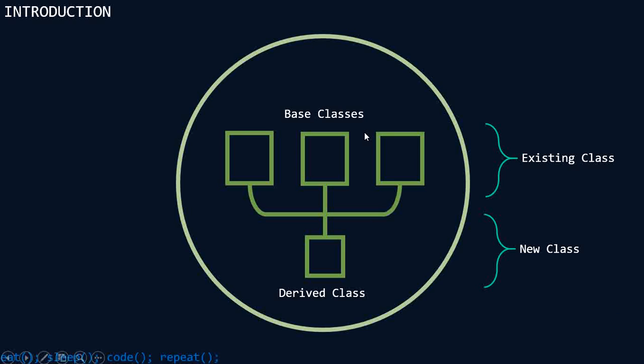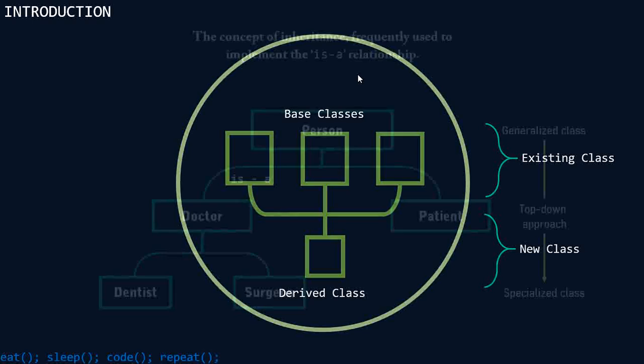This is very important, two easy terms: base class and derived class. Base classes are those which are already created and which we're going to use in the new class, and derived classes are the ones which are derived from the existing classes. So this is what inheritance looks like as a picture.